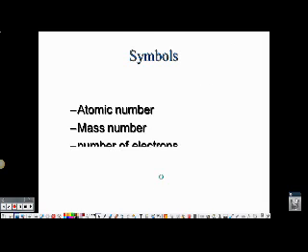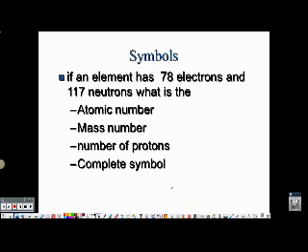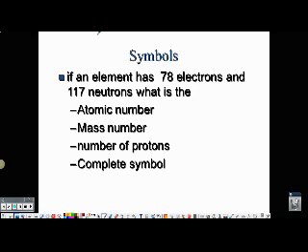Alright, the next thing. More on the symbols. Alright, in this case, I have 78 electrons. What do we know about electrons? Atomic number equals protons equals electrons. So if I have 78 electrons, how many protons do I have? 78. What is the atomic number? Well, if I have 78 of these and they're all equal, I'm going to have 78.